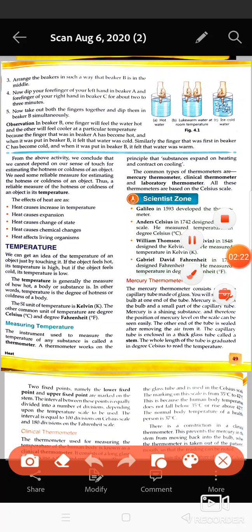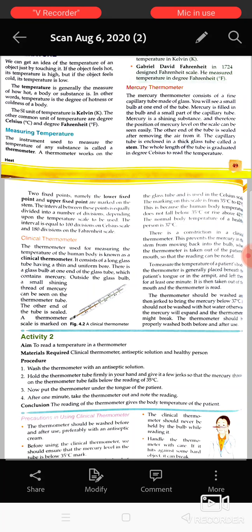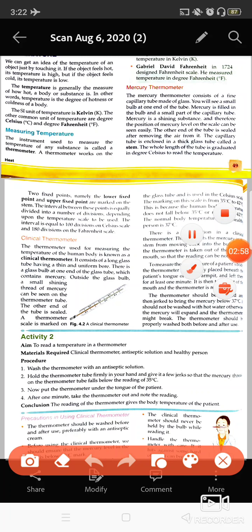Thermometer: when you feel ill and you visit a doctor, then that doctor uses a kind of glass tube for you, and that glass tube is known as a thermometer. So we have basically three kinds of thermometers. One is the mercury thermometer, the clinical thermometer, and the laboratory thermometer. Now let us see what is the difference in their structure.